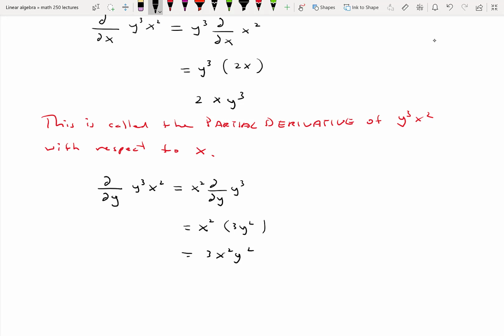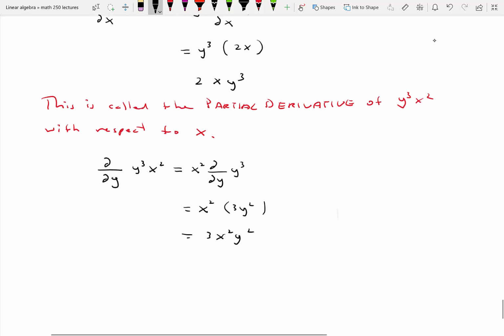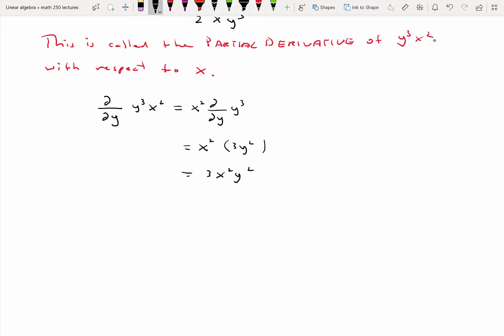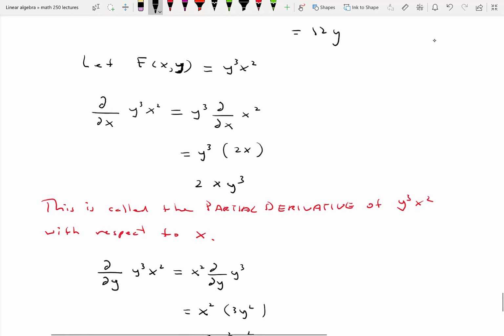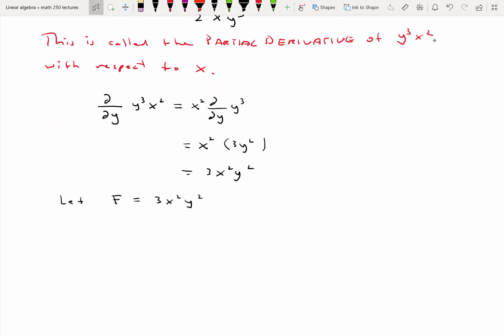And notice the partial derivative with respect to x and with respect to y are very different. Most generally, they're not necessarily equal to each other. Okay. So now let's do this again, but go a little further. Oh no, sorry, I don't want 3x squared. I want the original function. Let's let f equal y cubed x squared. Sorry about that.